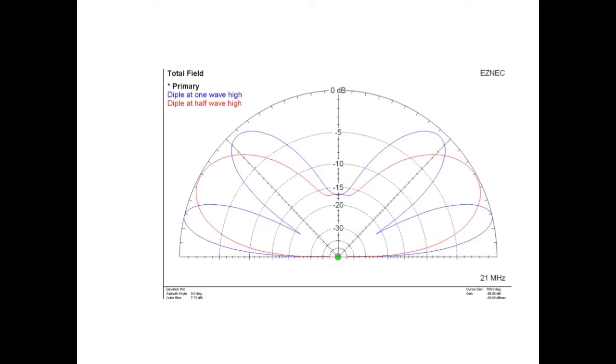Now, for general purposes, I tend to go with the dipole a 1/2 wave high. It seems to be a very good compromise and gives me pretty much what I want.